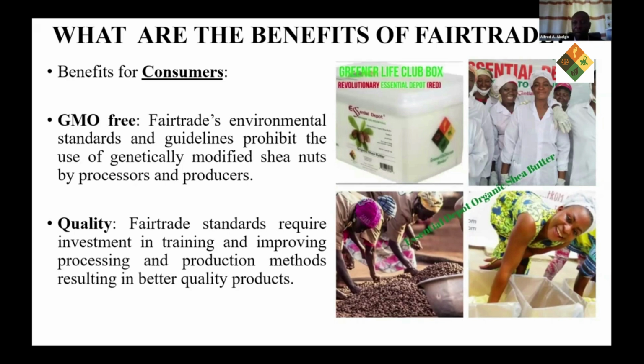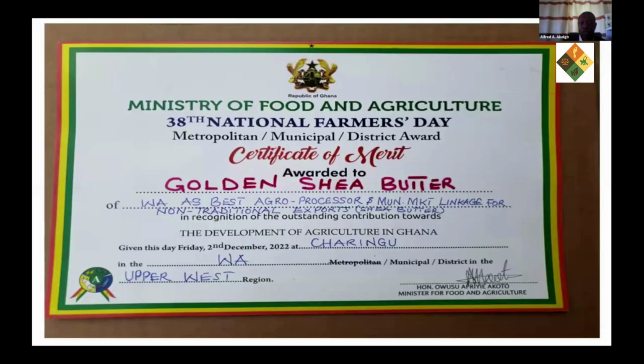And on this note, I want to let everyone in this conference know that in the whole of Wa, that is the Upper West region, producers of Essential Depot Shea Butter were awarded the best Shea Butter producers in Wa in the Upper West region of Ghana. We were recognized and awarded by the Ghana Ministry of Food and Agriculture and the government of Ghana. So this award came through, was successful by the Greener Life Club.